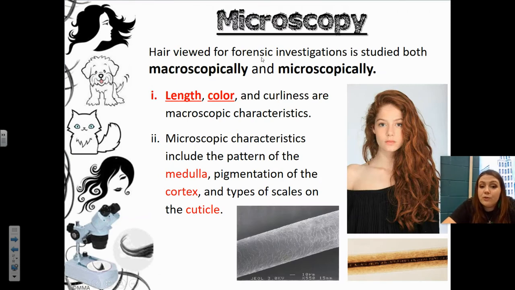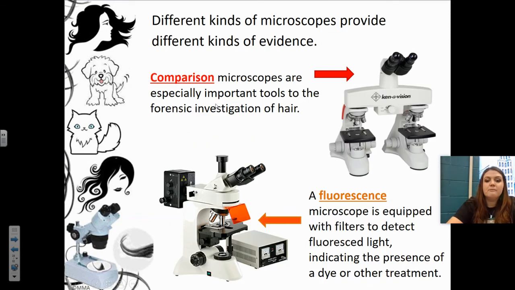Microscopy. Hair used for forensic investigations is studied both macroscopically and microscopically. So macro means you just look at it. Okay, so length, color, curliness, those are all macroscopic. Then microscopic means you use a microscope. So that includes the pattern of the inside of the medulla, the pigmentation of the cortex, all the little pigment dots, types of scales. So that's using a microscope versus not using a microscope, kind of obvious.